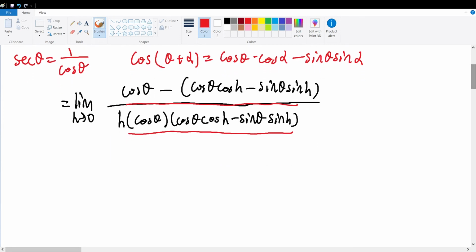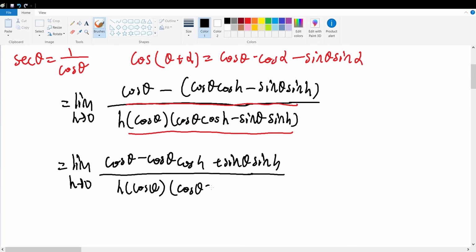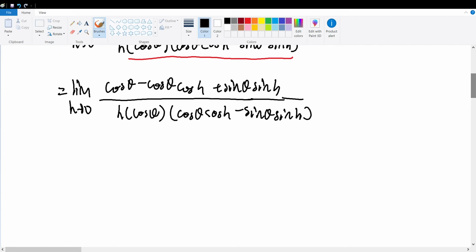So with this, we can apply the negative symbol into our parentheses to get equal to the limit, as h goes to 0, of cosine of theta minus cosine of theta times cosine of h plus sine of theta times sine of h divided by h times cosine of theta times cosine of theta times cosine of h minus sine of theta times sine of h. And with this, we can further simplify the numerator by taking out a likewise term of cosine of theta present in this term and in cosine of theta times cosine of h.